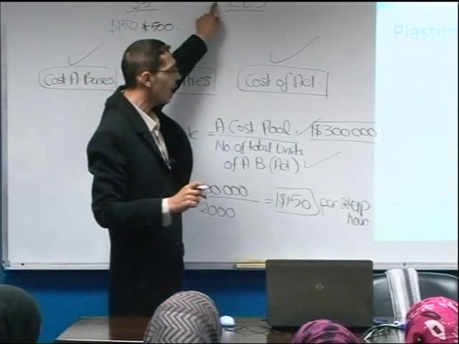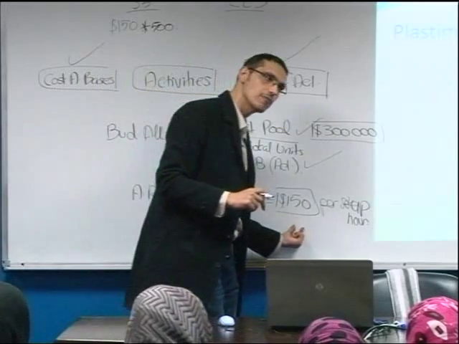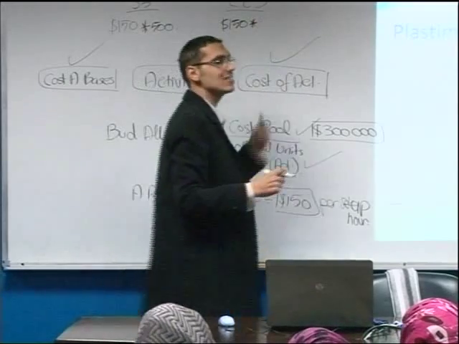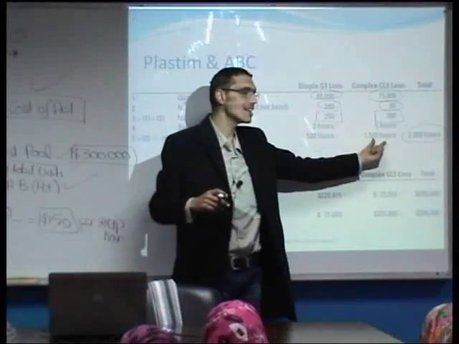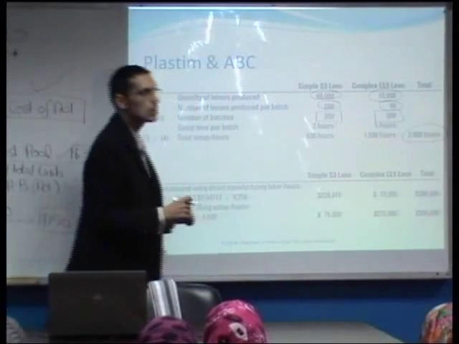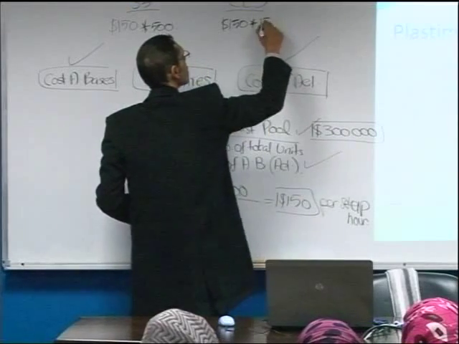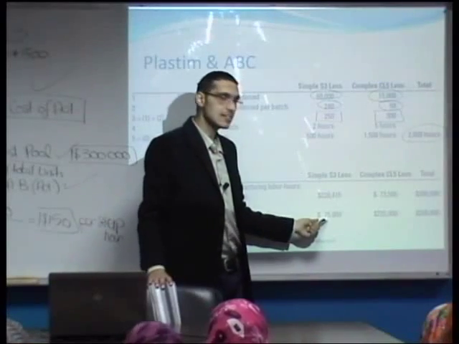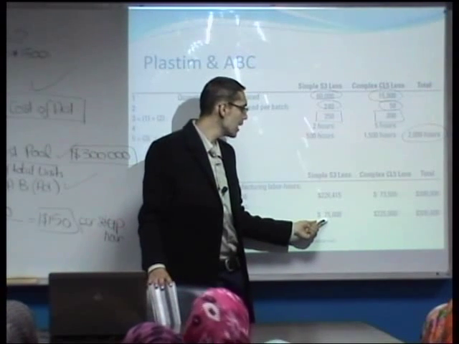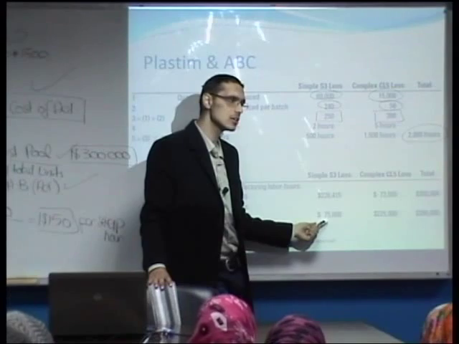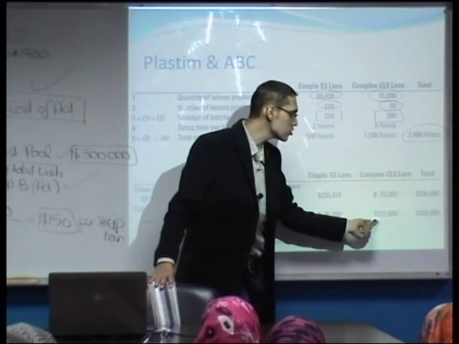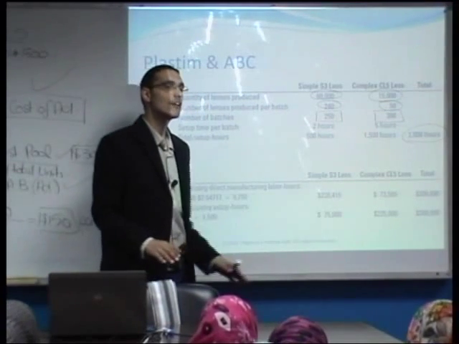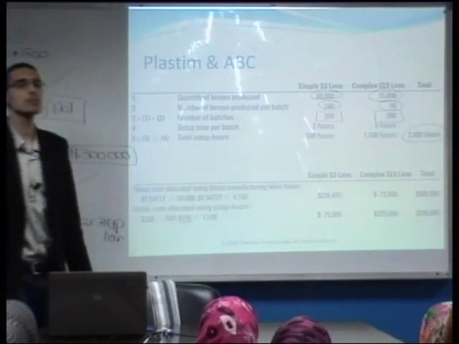While as for the CL5, we would use the same $150 per setup hour multiplied by the total number of hours that is needed in order to produce the 15,000 units of the CL5. Therefore, as we can see here, the allocated costs for the simple lens is $75,000, while as for the complex lens, it is $225,000. Let us compare this information with the information according to the simple costing system.